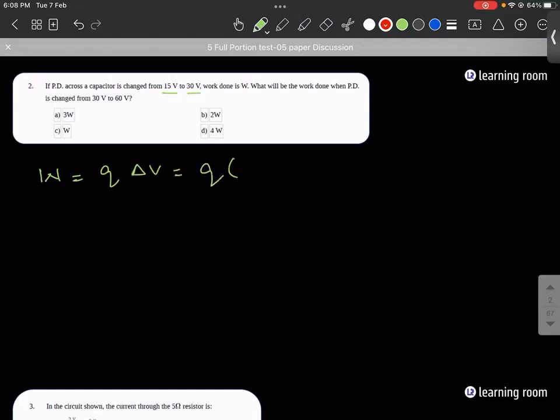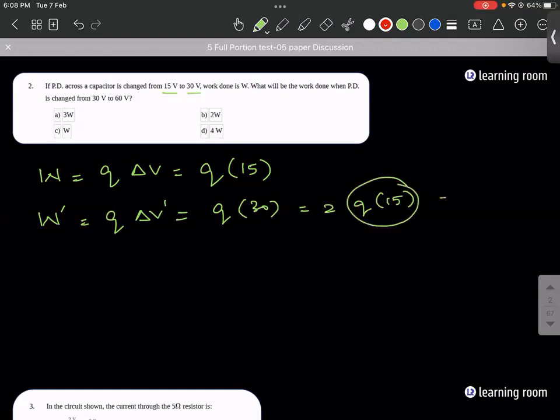So Q into, what is the value of delta V here? It is 15. W dash is equal to the same charge Q into delta V dash. So Q into the change in voltage is 30. It is 2 times Q into 15. So it will become 2 times W. Am I right? You have an option. Yes.